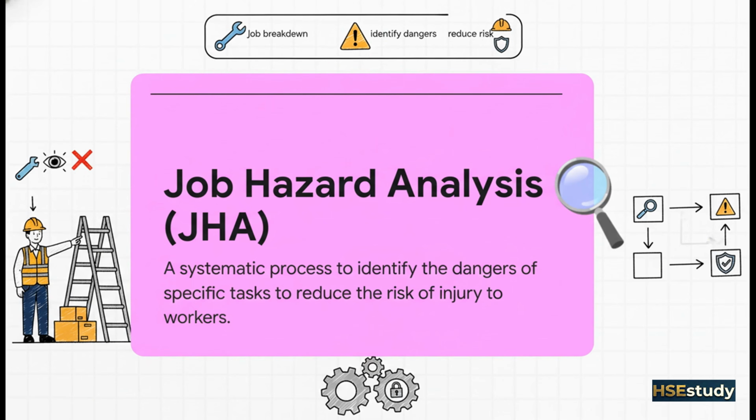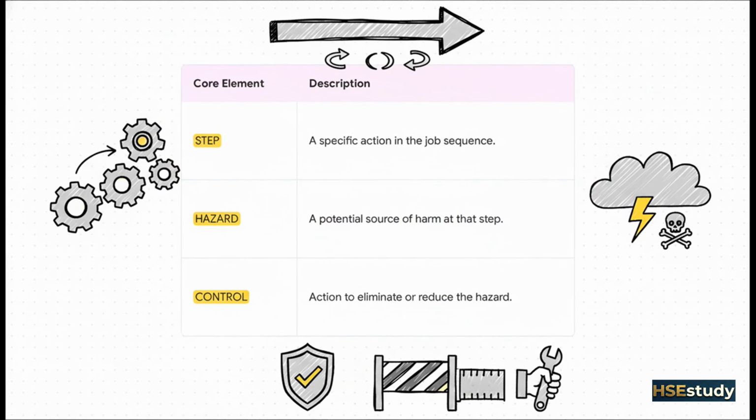By the way, you might hear it called a Job Safety Analysis, or JSA. For our purposes, and really in OSHA's view, they're the exact same thing. Every single JHA, it doesn't matter how complicated the job is, it's built on this really simple 3-column structure. First, you list out the step. Second, you identify the potential hazard for that step. And third, you figure out the control you'll use to deal with that hazard. Step, hazard, control. That's the framework for everything.